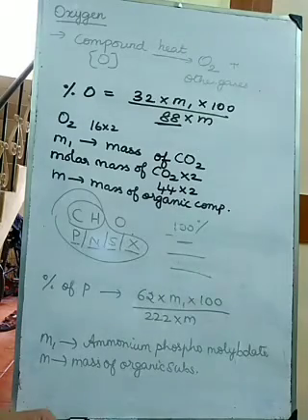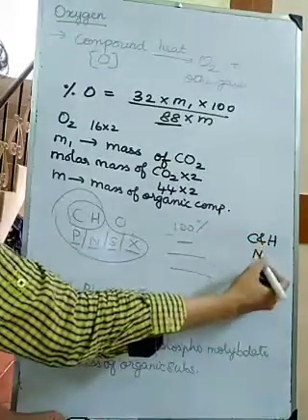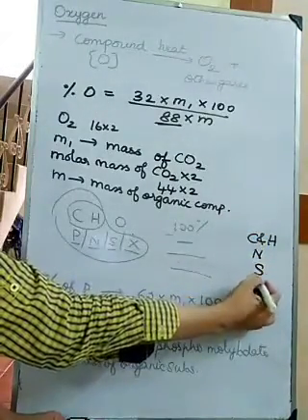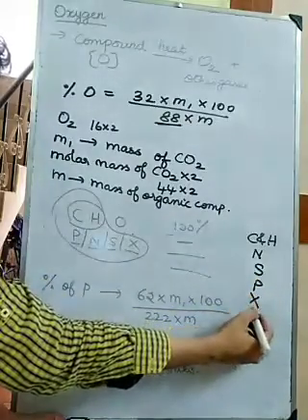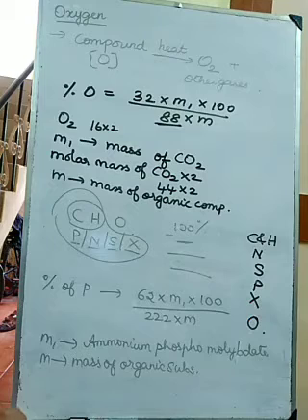So we have found out how to estimate the percentage of carbon and hydrogen, nitrogen, sulfur, phosphorus, halogens, and then oxygen. So with this the lesson is getting over. Tomorrow I will start a new physics lesson.